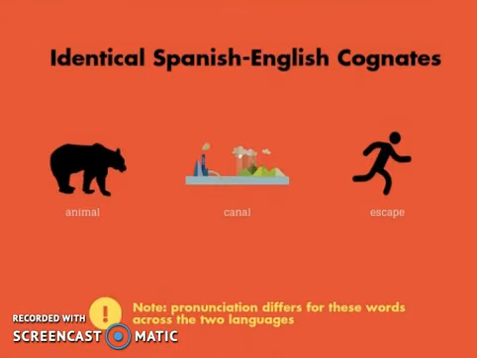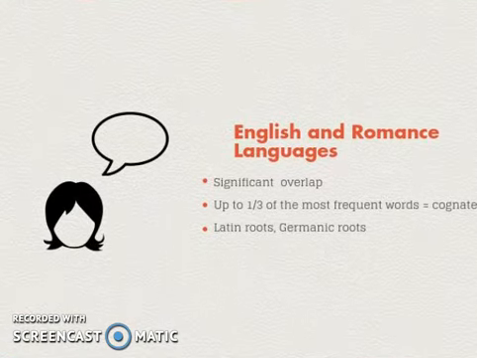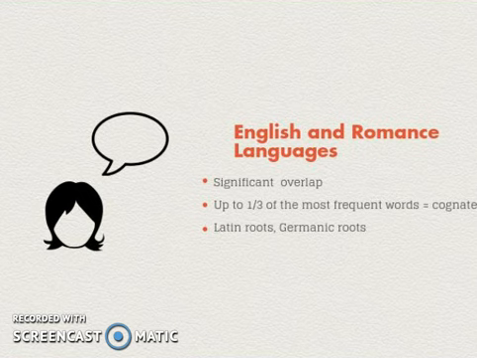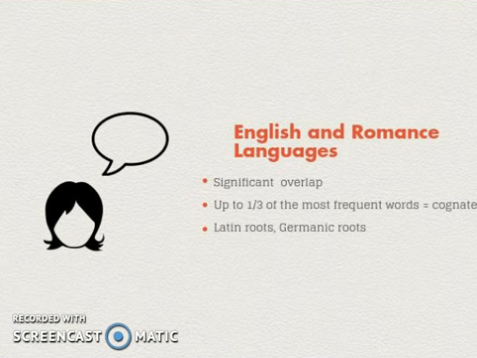Examples of identical cognates in Spanish and English are animal, canal, escape. They're spelled the exact same way, and therefore they are identical cognates. In fact, English and Spanish share many cognates. About a third of the most frequently used words are said to be cognate due to their Latin roots via the influence of French on English, and even some Greek and Germanic roots as well. So this provides us with a lot of help as English speakers learning Spanish or Spanish speakers learning English.